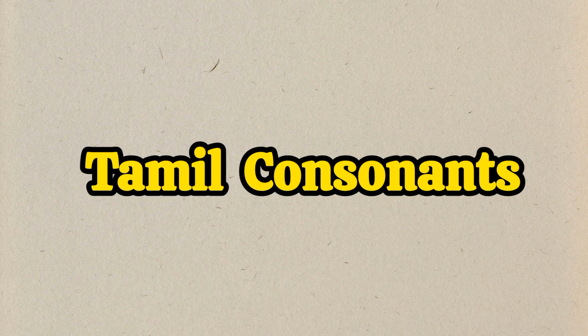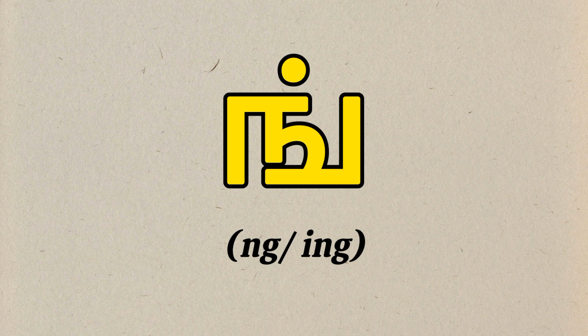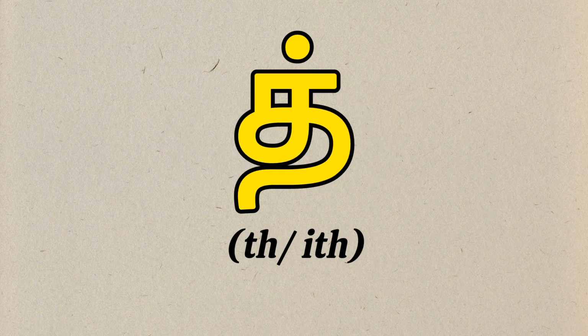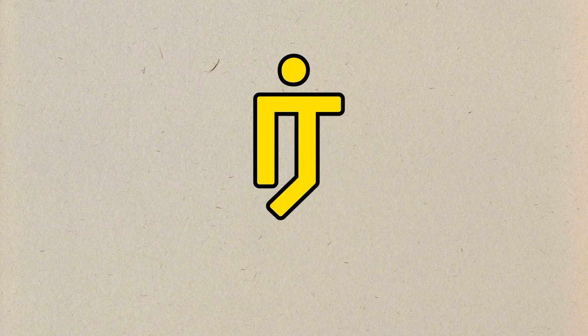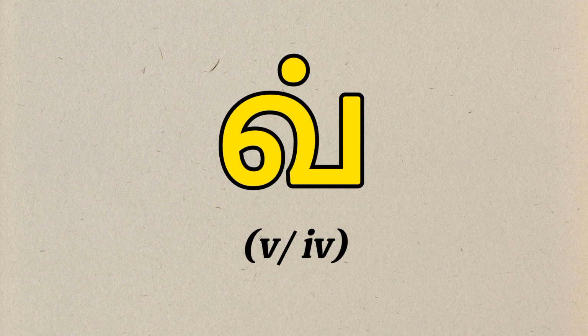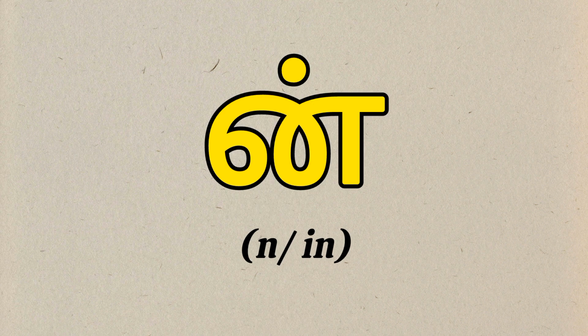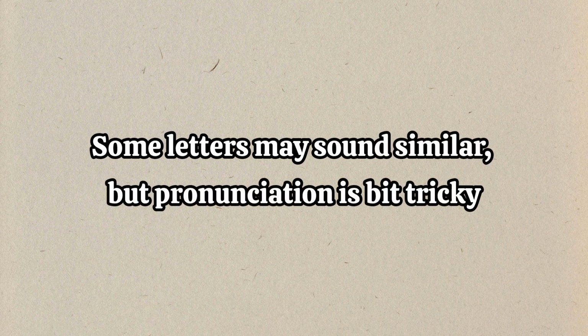Now let's know all the consonants, which are called Mei Ezhuthu. Ka, Nga, Cha, Nya, Ta, Na, Tha, Nha, Pa, Ma, Ya, Ra, La, Va, Zha, La, Ra, Na. Some letters may sound similar at first, that's completely normal, and we'll cover those tricky pronunciations in our next videos.